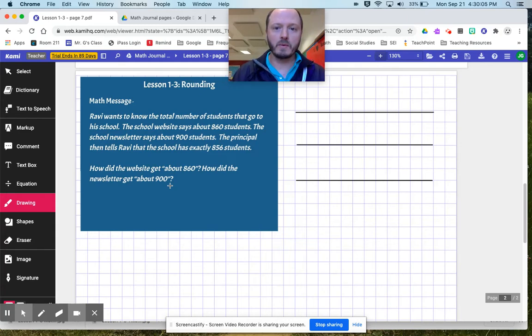So, let's think about this number, 856. This is the exact number that we're dealing with. And the idea behind this is that we are going to use rounding to get these two different numbers. And the way we round depends on what place we're rounding to. So let's start off with thinking about the first example of 856 being rounded to 860.